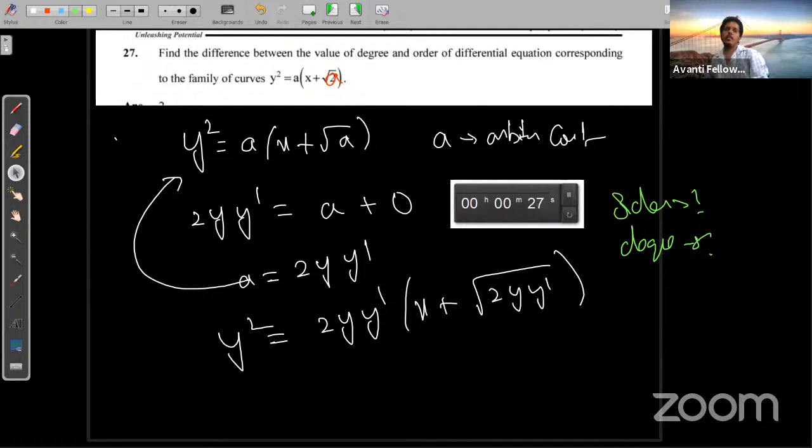What could be the order and degree of the given differential equation? y squared is equal to 2y dash into x plus 2 over 2y dash. Once you find out the order and the degree, we just have to find the difference between both of those things. That will be your answer.